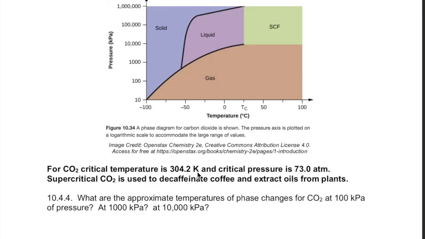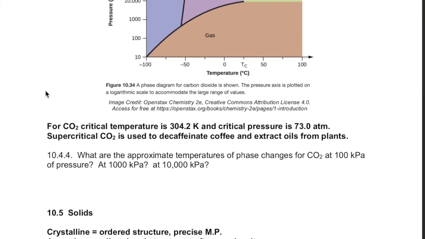At 304 Kelvin, about 31 degrees Celsius, about 90 degrees Fahrenheit, so fairly warm, and then substantial pressure, you can get supercritical carbon dioxide. And it has some commercial uses, so that is something that's a supercritical fluid that is actually used.